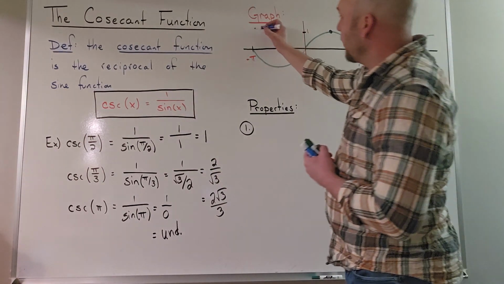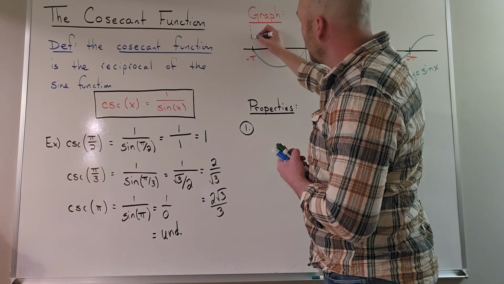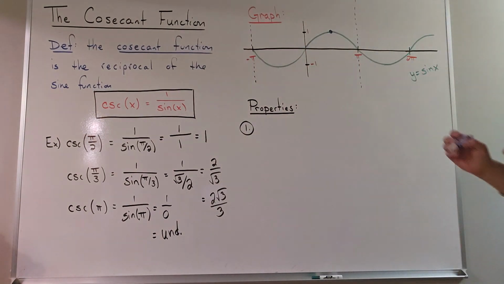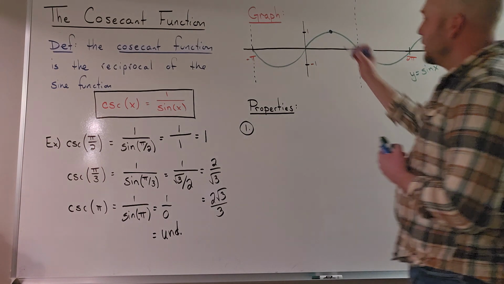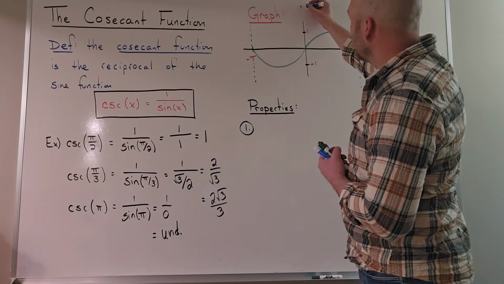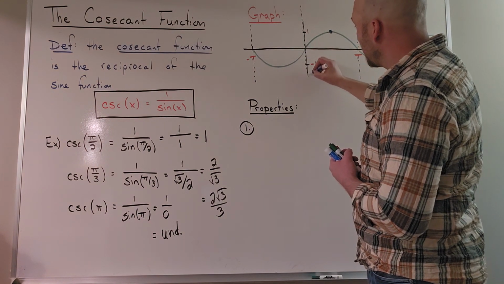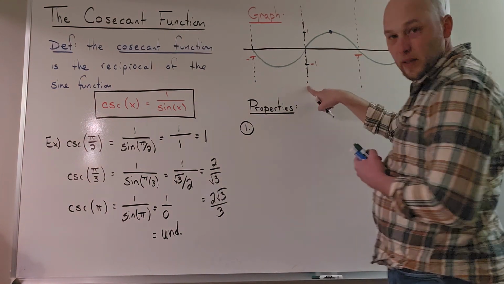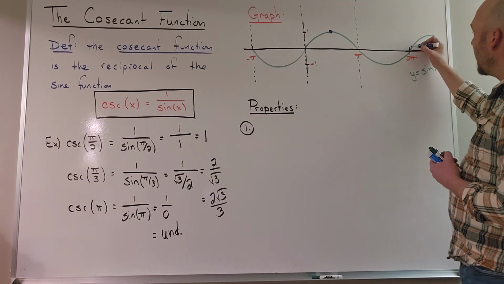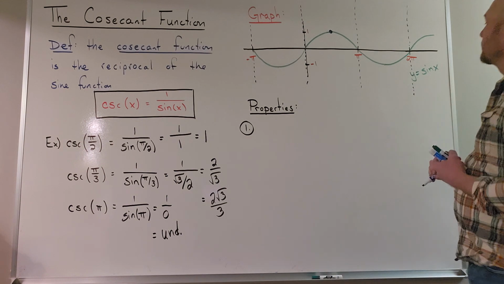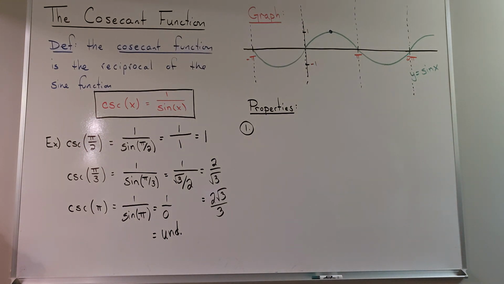So everywhere where I have an x-intercept of the sine function, I have to eliminate that x value from the graph of the cosecant. Okay, so I have to eliminate negative pi, I have to eliminate 0, I have to eliminate pi, I have to eliminate 2 pi, and so on and so forth. All right, let's pick another couple of values.